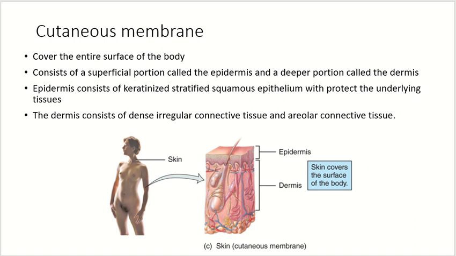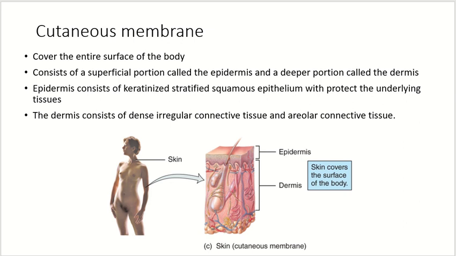And then our final type of epithelial membrane is the cutaneous membrane. This covers the entire surface of the body and consists of a superficial portion called the epidermis and a deeper portion called the dermis. We will have an entire lecture on this tomorrow or next time, so we're not going to get too in-depth right now.